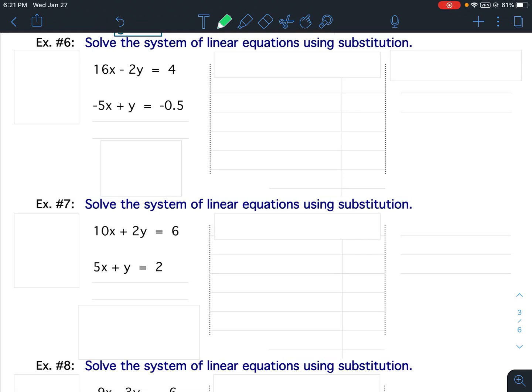Solving systems of linear equations using substitution. Lesson 10 notes. Example number 6. We got two equations, 16x minus 2y equals 4, and negative 5x plus y equals negative 0.5.